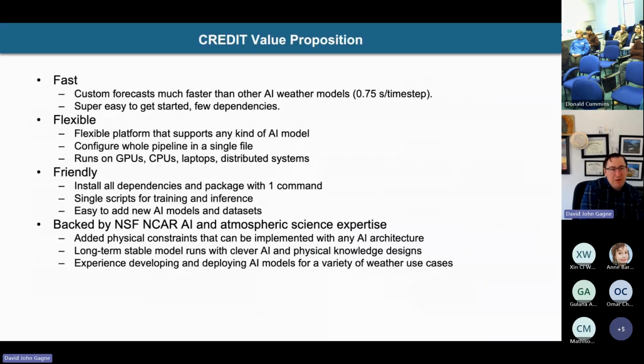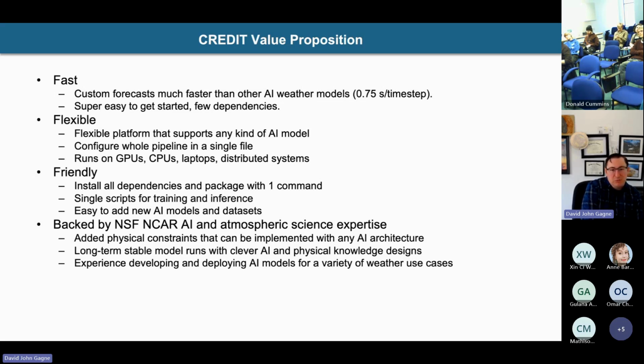As for some of our value propositions, while we have a good-sized supercomputer at NCAR, we are still interested in minimizing latency and minimizing our training costs. So we've been trying to make the models as fast as possible while still being competitive with other AI NWP systems. We've been able to get our time stepping down to about 0.75 seconds per time step, which is, as far as I can tell, the fastest of the models that are doing better than the IFS. We also reduced our dependencies, so it's relatively easy to install on different computing systems.